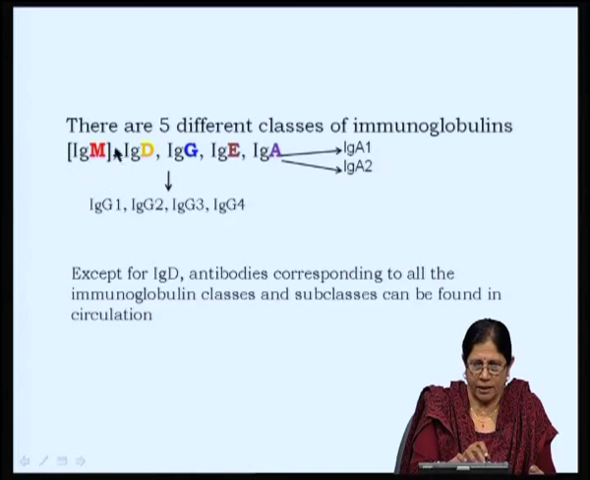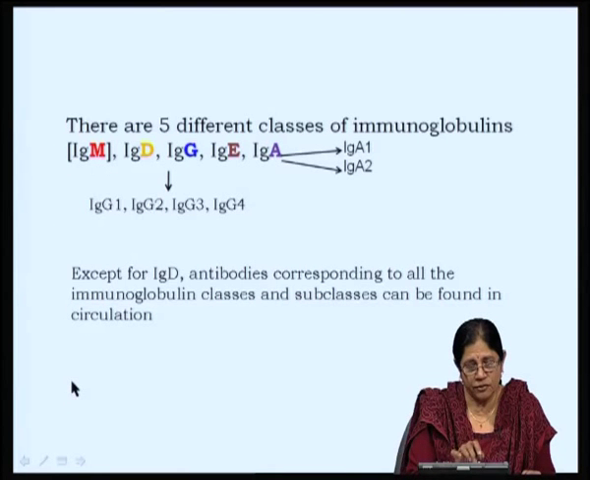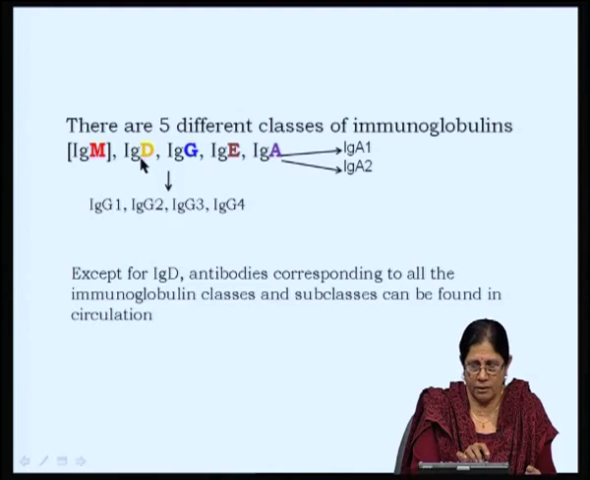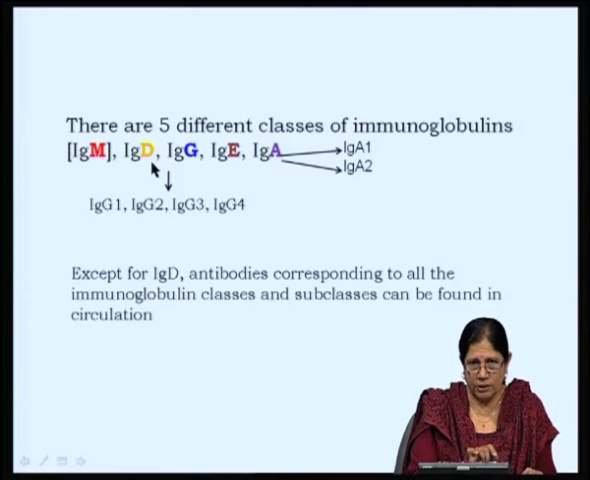Now, why do I have the IgM in bracket? It is because always when the immune system responds to a particular pathogen or antigen, the first class of antibodies that are secreted in circulation are IgM. You might remember that B cells, naive B cells, have their B cell receptor as IgM as well as IgD.